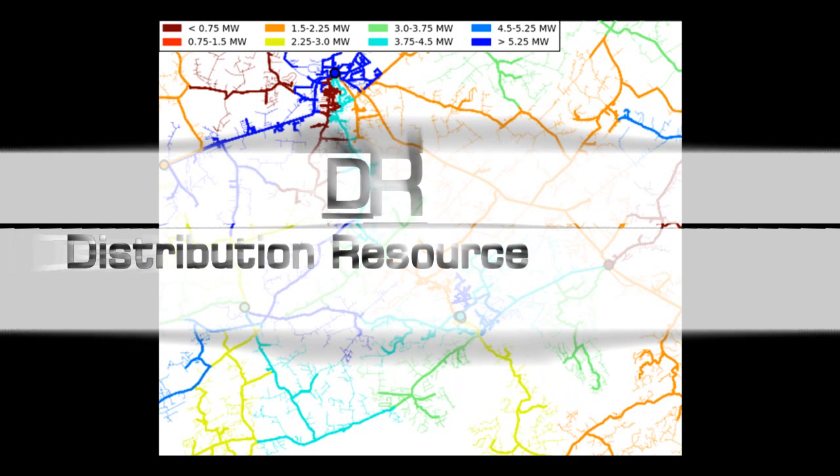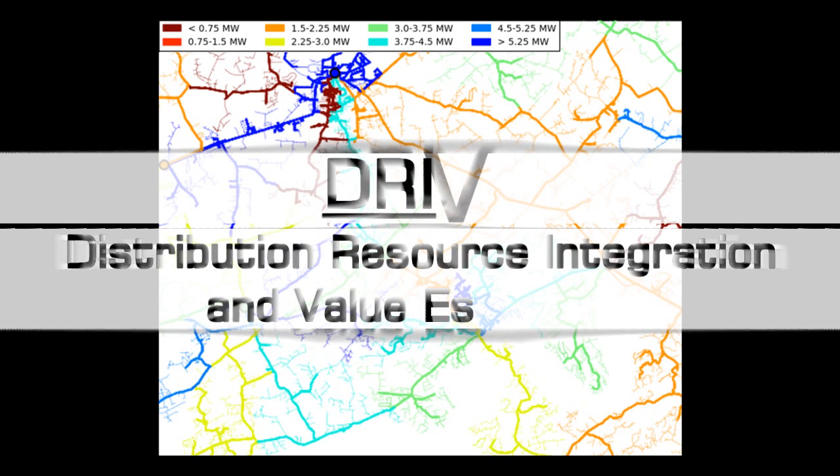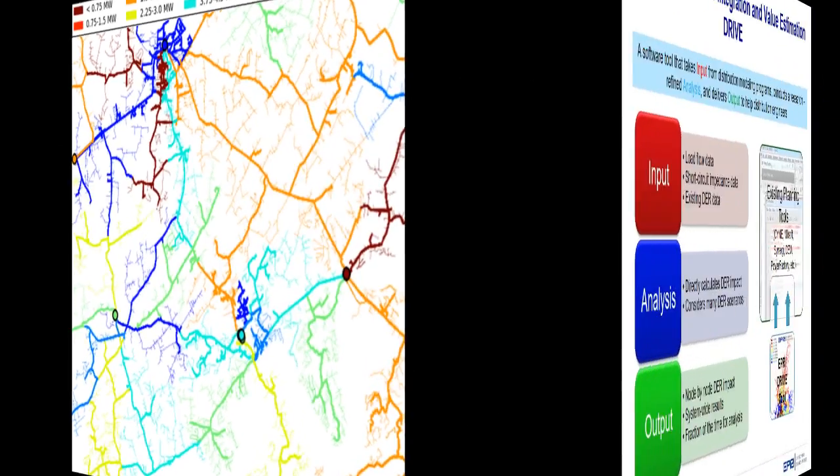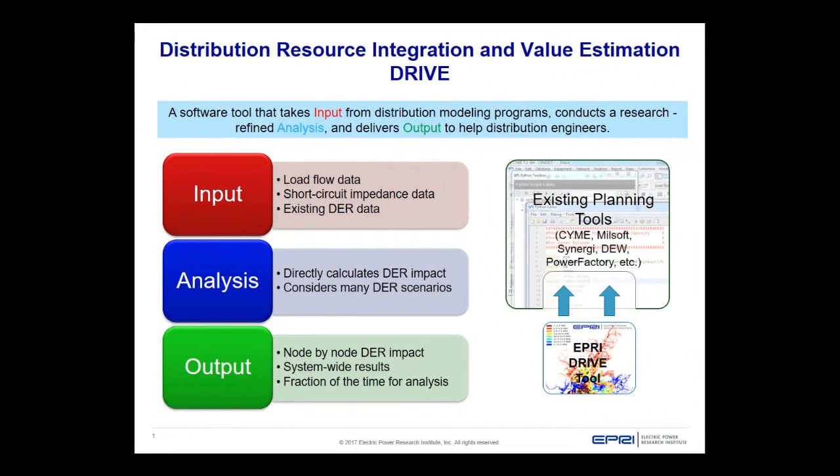Welcome to the Distribution Resource Integration and Value Estimation Tool Overview. This is a software tool that can take input from a range of distribution modeling programs and then conduct a research-refined analysis and finally deliver output to help distribution engineers determine the potential impacts from distributed energy resources.